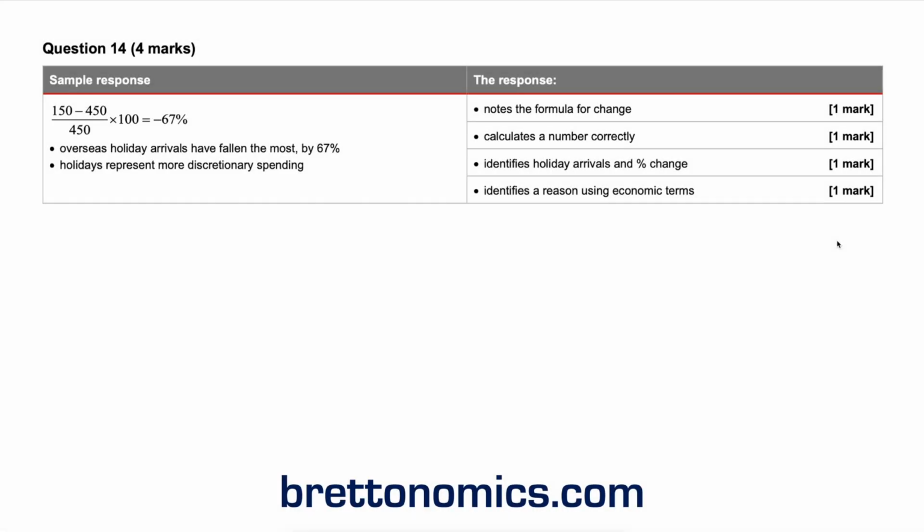The marking guide reflects all these ideas we've put forward. You've got your formula for change and you calculate the number correctly. You identify that holiday arrivals and the percentage change, that's the correct answer. And you've given a reason. You'll notice that the reason here is really quick. Holidays represent more discretionary spending in the sample response. So that should be a good, easy 4 marks.